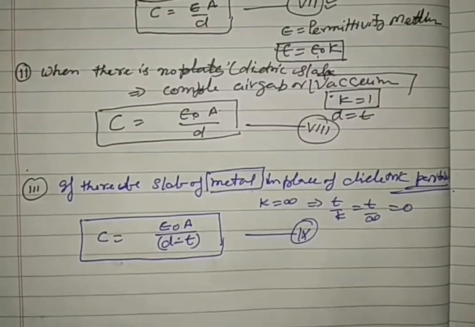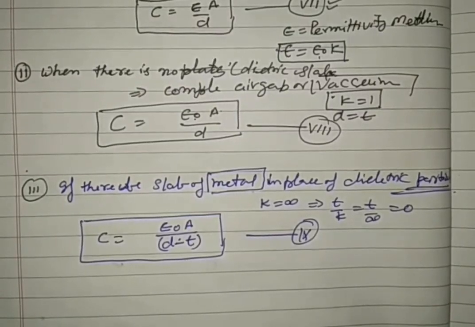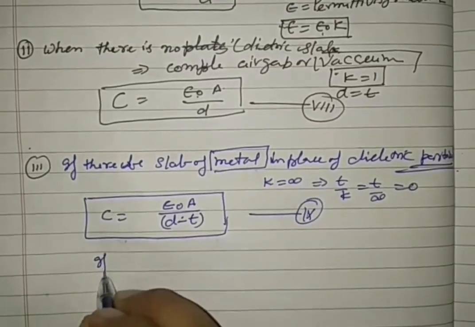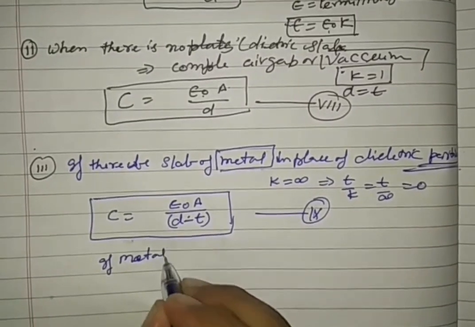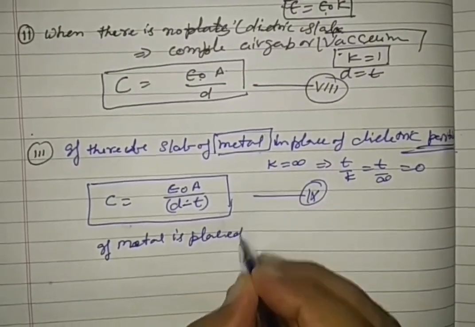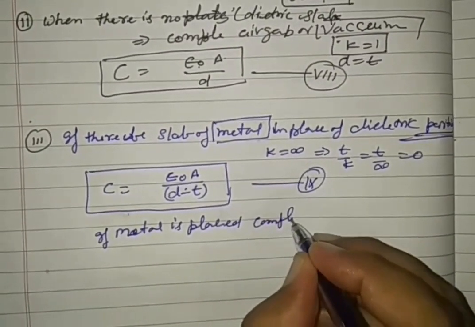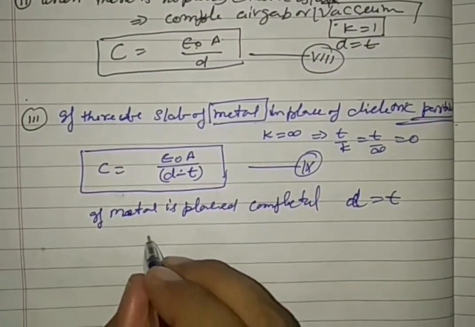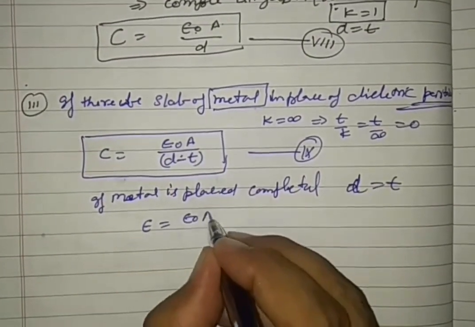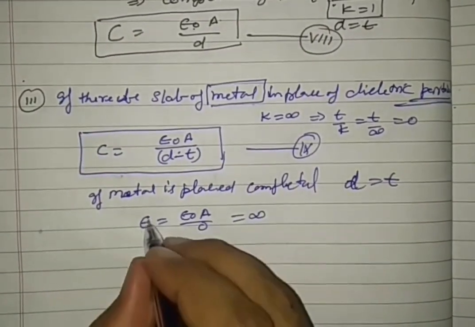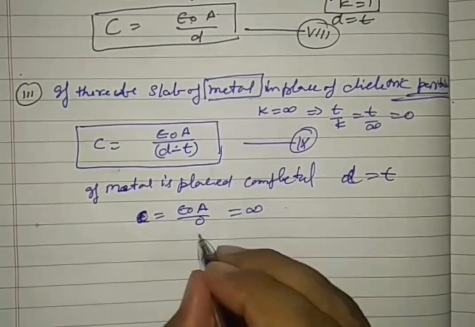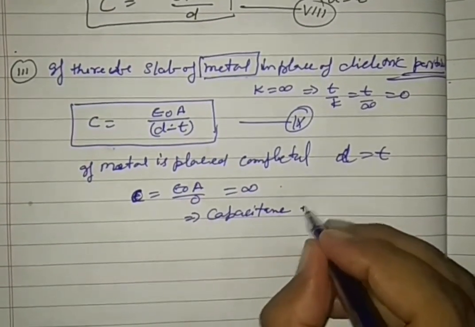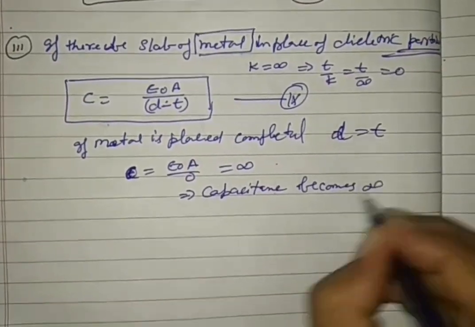When metal is placed in place of dielectric material partially, that is the case. Here is one sub case: if metal is placed completely, in that condition D becomes T. So C becomes epsilon 0 A by 0, which is equal to infinity. This implies that capacitance becomes infinite.